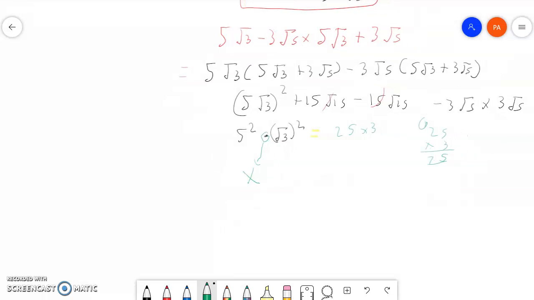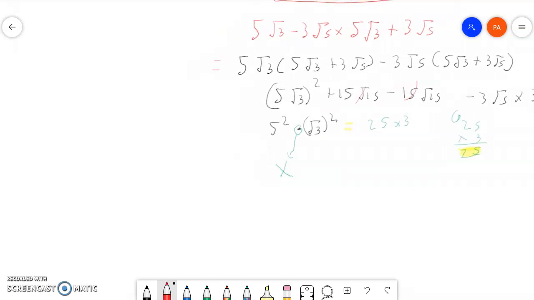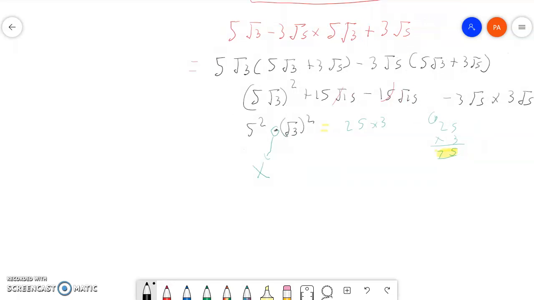Okay. Now minus 3 root 5 into plus 3 root 5. One second, I'll highlight the answer. Minus 3 root 5 into plus 3 root 5. Minus 3 root 5 into 3 root 5 can be written as minus 3 into 3 into root 5 into root 5. I'll write a cross sign for clarification. Minus 9 into 5 gives us, sorry for that, minus 9 into 5 gives us minus 45.